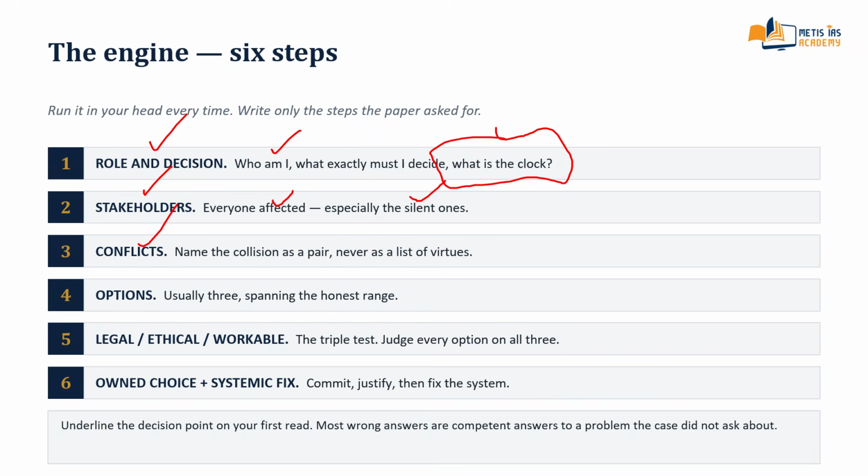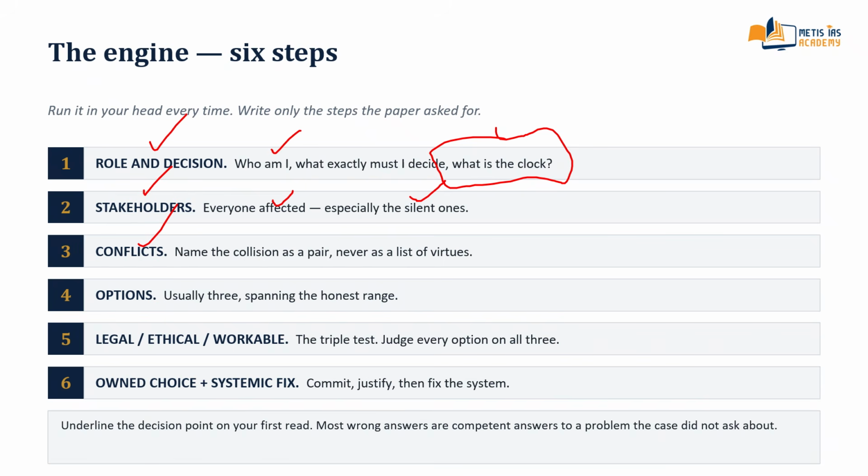We discussed in unit number 7 regarding collisions. Those are law and ethics, etc. Then what is step 4?